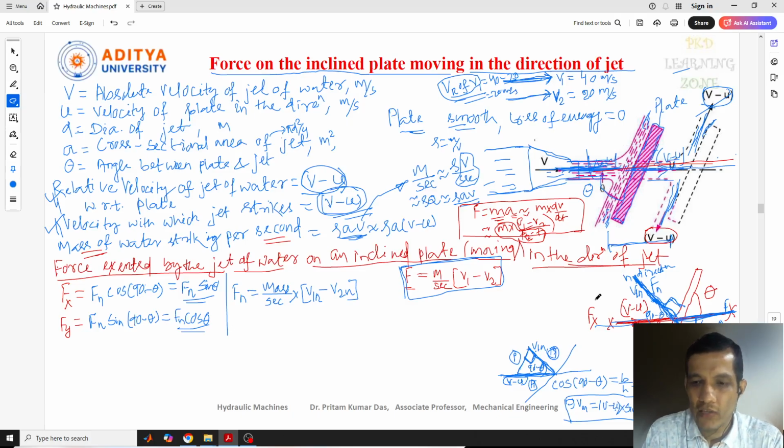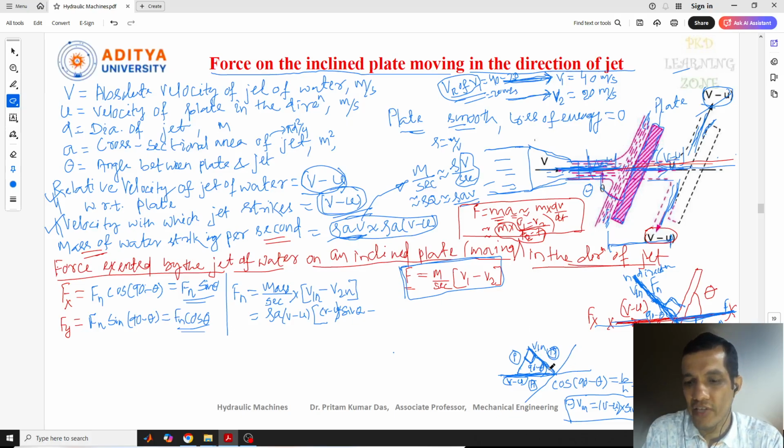Why am I doing this much? Because I need the value of velocity in the n direction, so that I can put the value here directly. So now we can write, this is mass per second, already we have calculated this one. So this is our answer here, nothing but rho a (v minus u) bracket start, again v1n, what we got here, that is nothing but (v minus u) into sine theta.